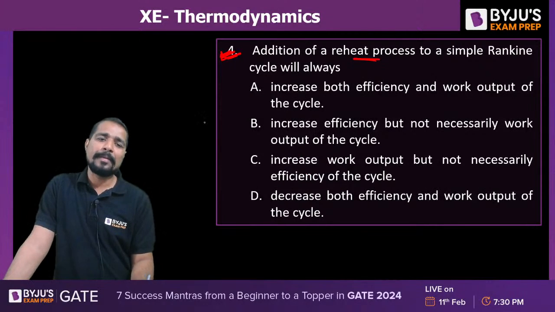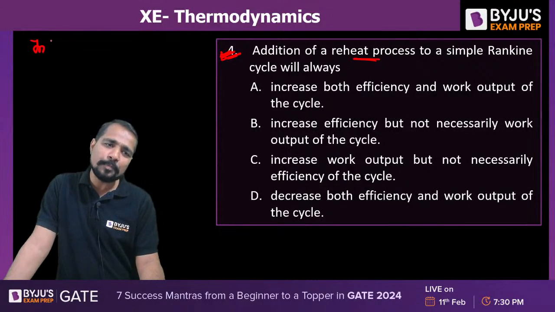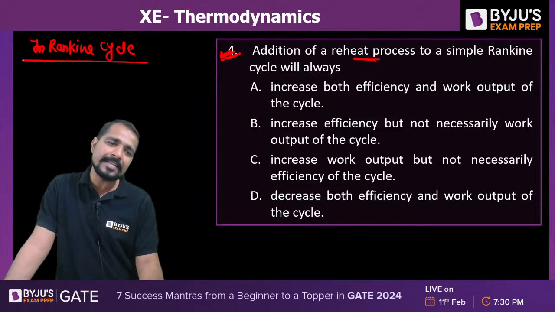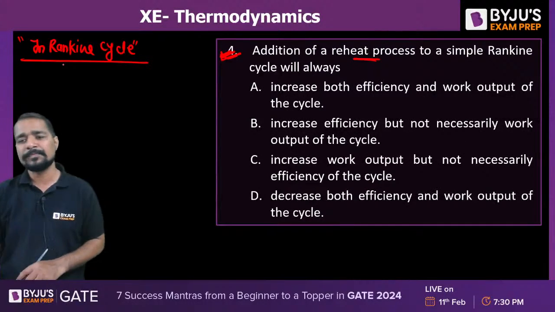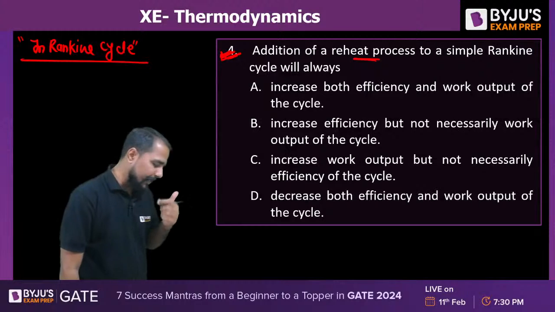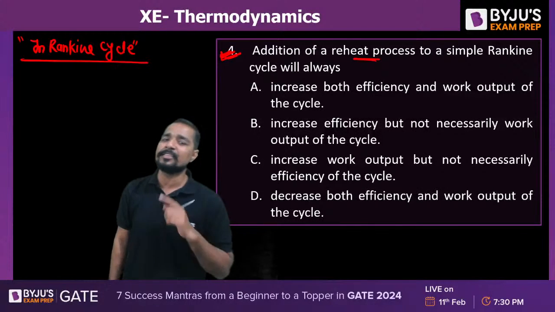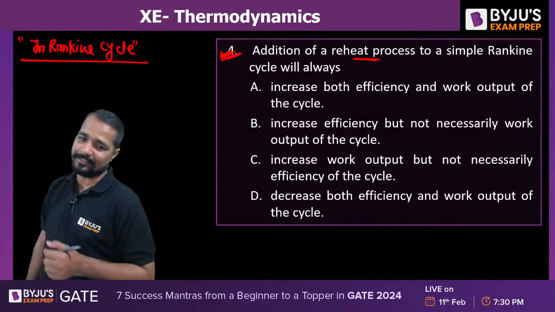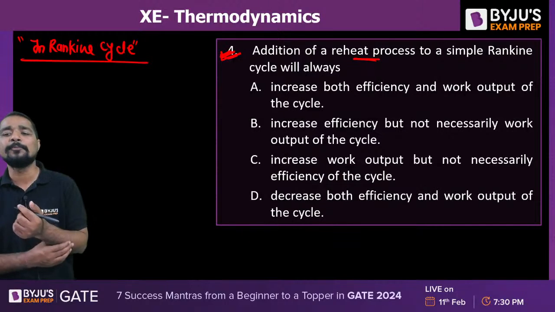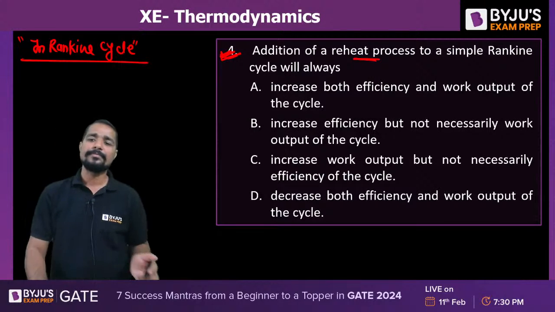No, my dear, in Rankine, these are the small points you need not forget. In the Rankine cycle and in the Brayton cycle, there is only one difference: in the Brayton cycle, work done increases but efficiency does not increase. But in the Rankine cycle, both increase. Work done and efficiency both increase.